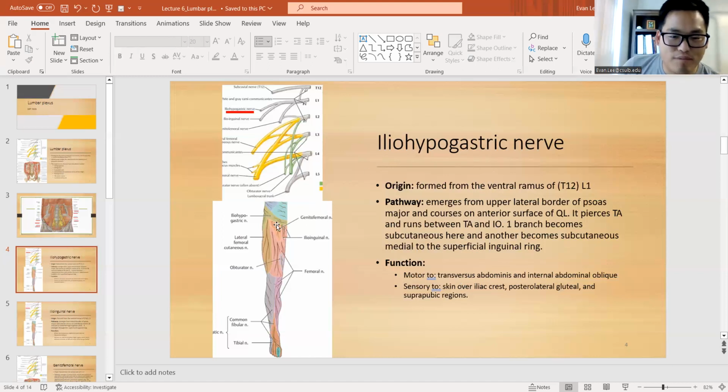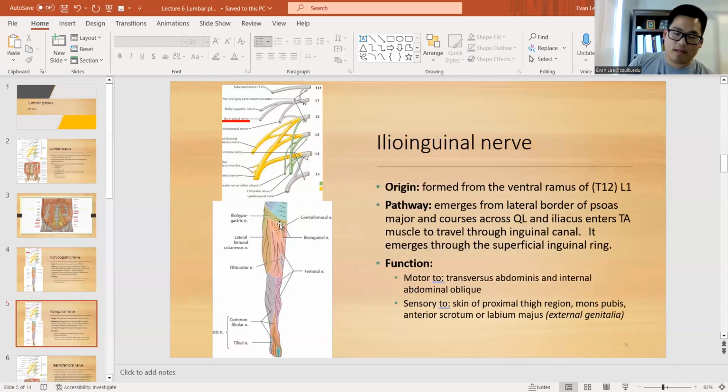So here, this would probably be good to point at. You can see the iliohypogastric nerve. It goes along the top of the ilium. It goes towards the top and front of the pubis, and then along the side and back of the gluteal region. So iliohypogastric, one of the highest ones, coming off of T12 and L1.